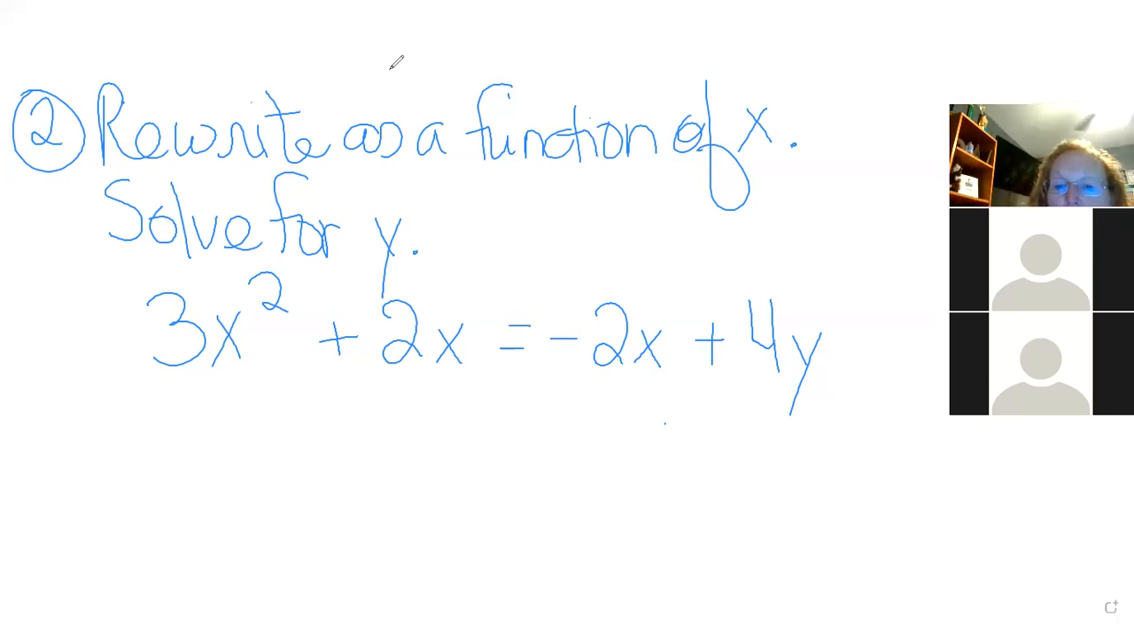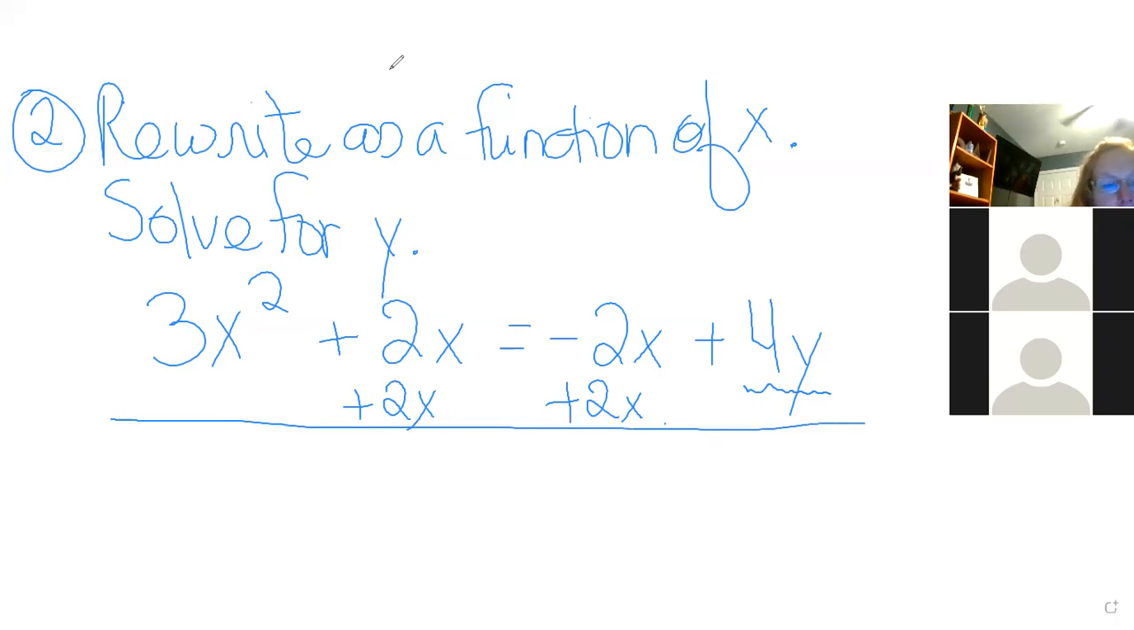So this over here, I'm going to do that for a second. That is my only thing that has a y. So what I'm going to do is try to move everything else, which means I have to move that negative 2x right there. So what do I do to move a negative 2x? Add it to both sides. There we go. Okay. I'm going to put a little line right here.